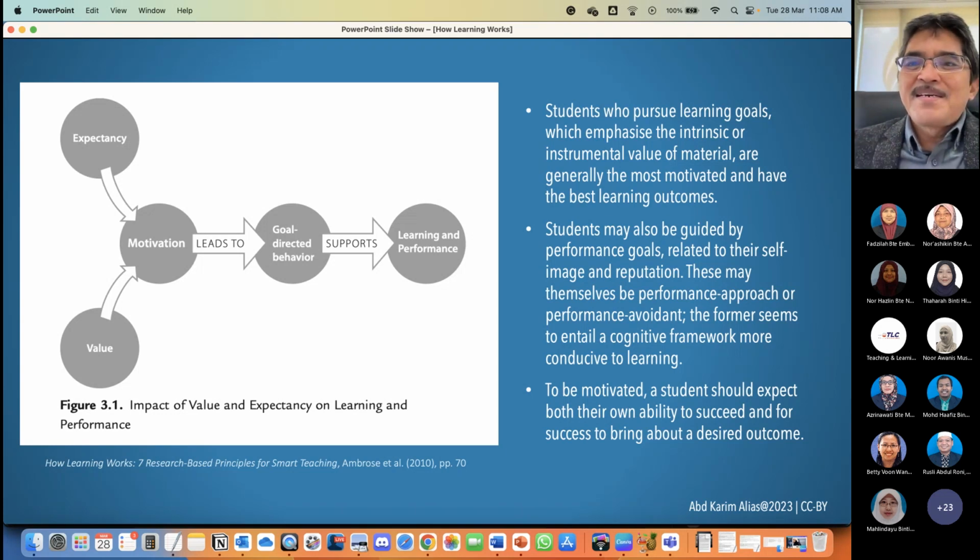So kita kena faham. So students may also be guided by performance goals related to their self-image and reputation. Contoh macam tadilah saya bagi contoh, saya top student dalam chemistry. So semua orang kata saya ni chemistry wizard kat sekolah tu. Cikgu pun dah jadikan you favorite student. Jadi dah ada performance goal. I cannot get less than an A. So you set that performance standard for yourself very high. The student dah set. I cannot get less than an A. I remember my Chinese friend, top student in AdMaths.